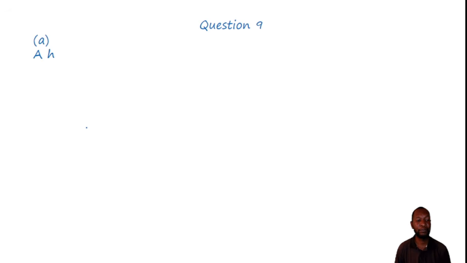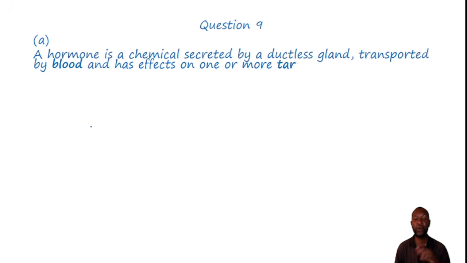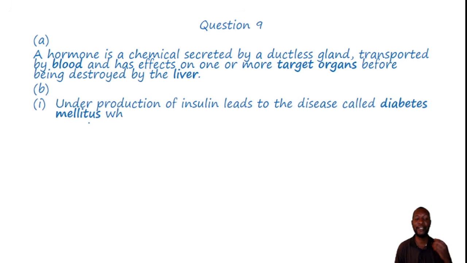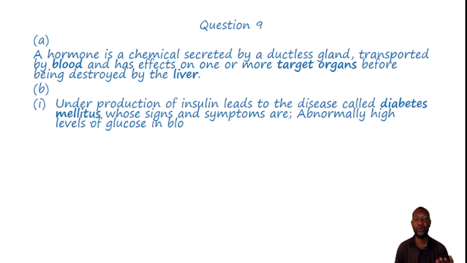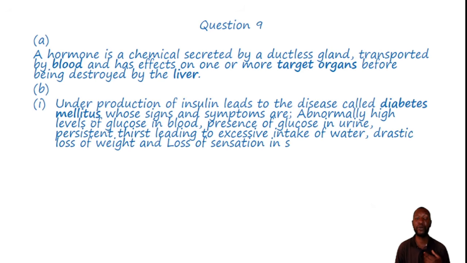A. A hormone is a chemical secreted by ductless glands, transported in blood, and affects one or more target organs before it's destroyed by the liver. B1. Underproduction of insulin leads to a disease called diabetes mellitus, whose signs and symptoms include abnormally high levels of glucose in blood, presence of glucose in urine, persistent thirst leading to excessive intake of water, drastic loss of weight, and loss of sensation in certain body parts.